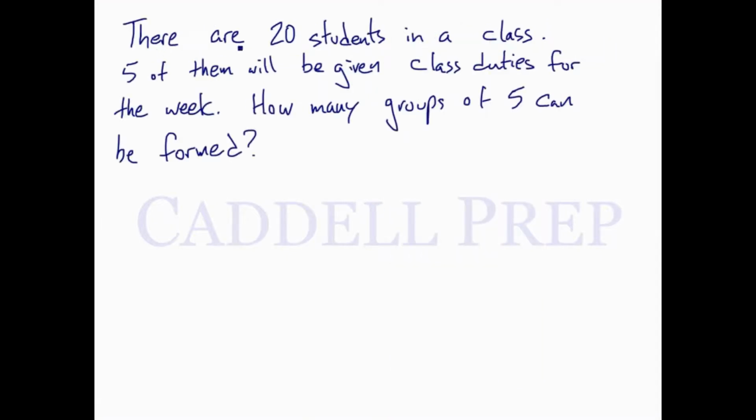So let's look at this example. There are 20 students in a class. 5 of them will be given class duties for the week. How many groups of 5 can be formed? Here order doesn't matter because there's not any distinguishing factors between or among the 5 different students chosen. There's just going to be a group of 5. So in this case we're going to do a combination. 20C5. So of course we're going to do 20 factorial over 5 factorial times 15 factorial.